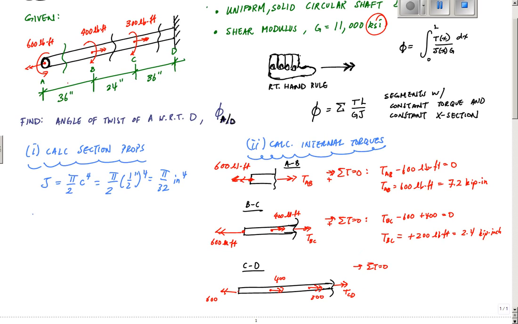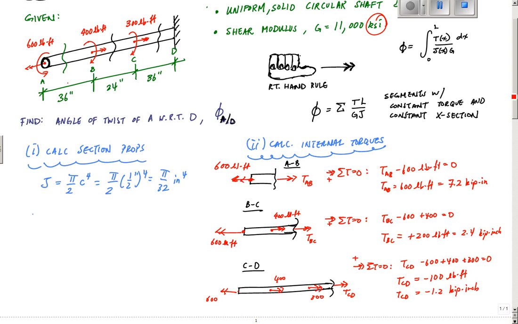And again, I sum the torques equal to 0. Gotta be clear here, double arrow, positive to the right, globally positive to the right. So that makes TCD minus 600 plus 400 plus 300 equals 0. And that tells me TCD is minus 100 pound-feet. And that converted into kip inch is, let's see, 0.1 times 12, minus 1.2 kip inch. Which means, in actuality, it's going the other way. So TCD right here.